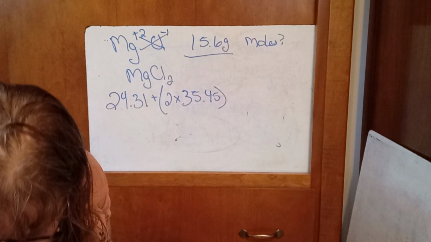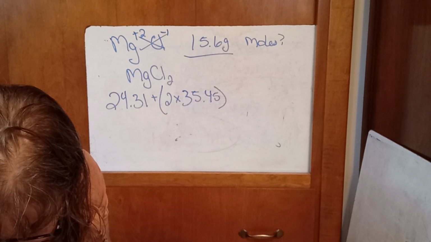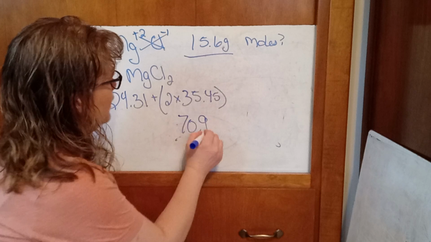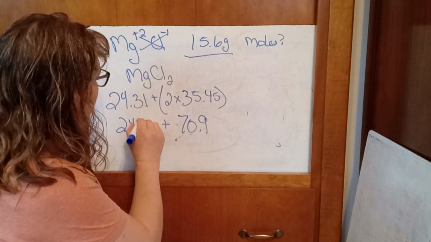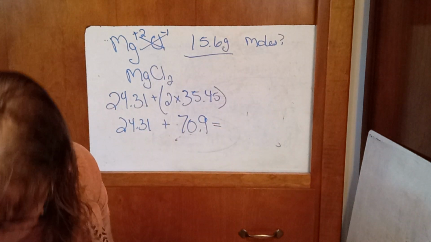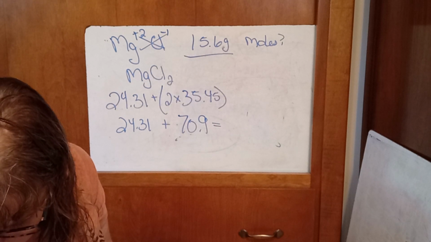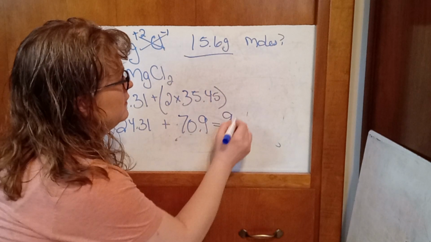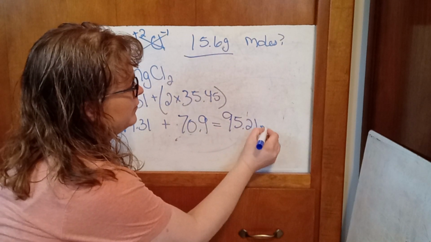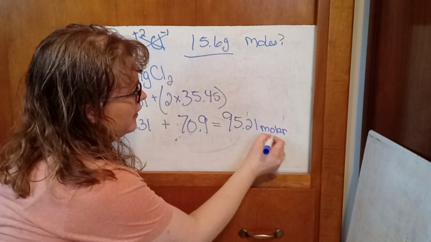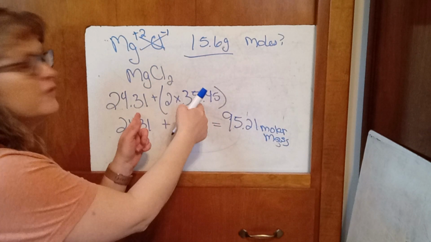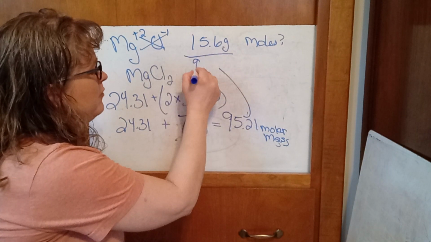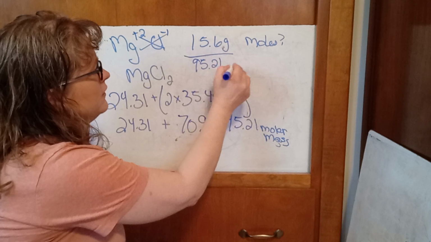So we'll multiply that together first. 2 times 35.45 is 70.9, plus 24.31. So we get 95.21 is our molar mass. These numbers came from the periodic table. So we take our molar mass and we move it up here, 95.21.